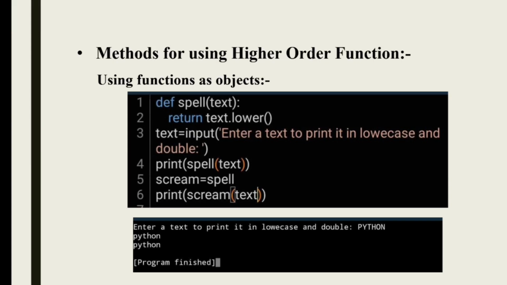Let us see the methods for using higher order functions. Using functions as objects. def spell of text, return text dot lower, text equals input, enter a text to print it in lowercase and double. Print spell of text, scream equals spell, print scream of text. Here we get output as enter a text to print it in lowercase and double. We give input as Python in uppercase. We get the output as Python in lowercase, and we get it 2 times.